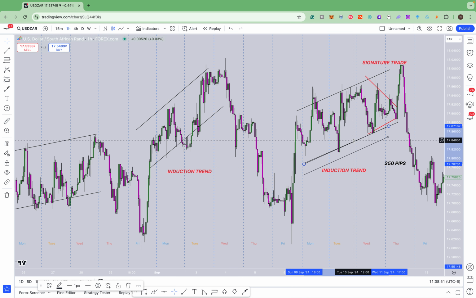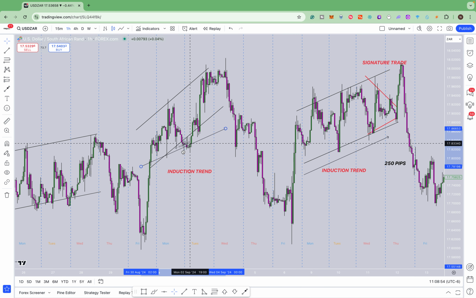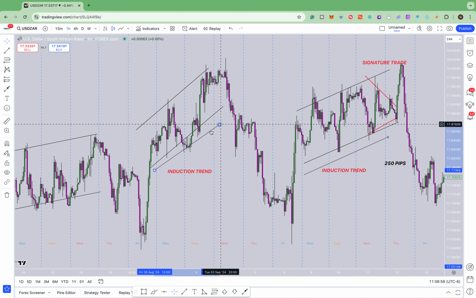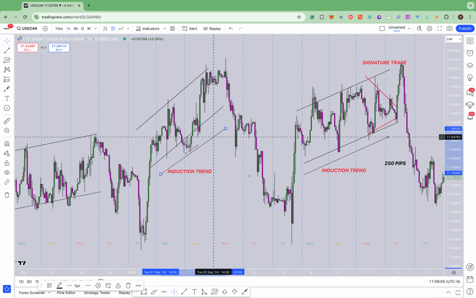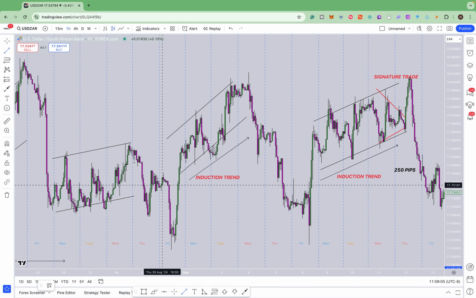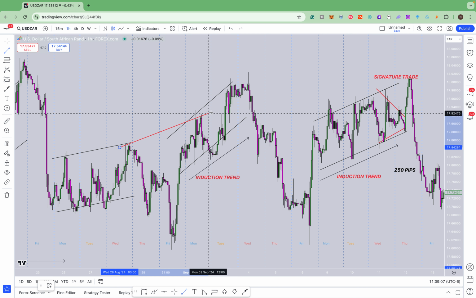And this is where the pattern recognition comes in. Where would we see the signature trade? Signature trade wedge. Remember, we're looking for that wedge. It's a little bit bigger this time, but nonetheless, it is here.